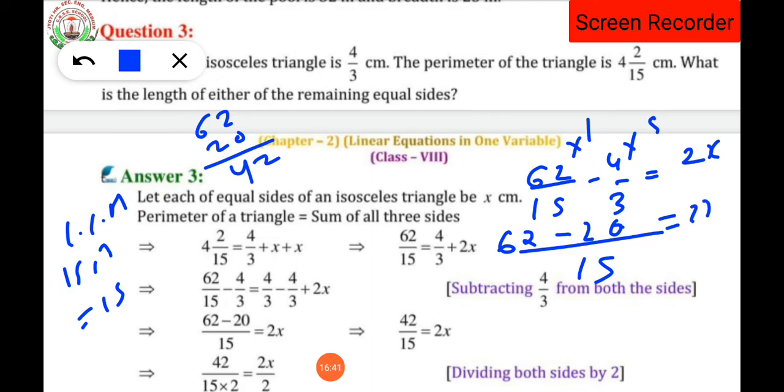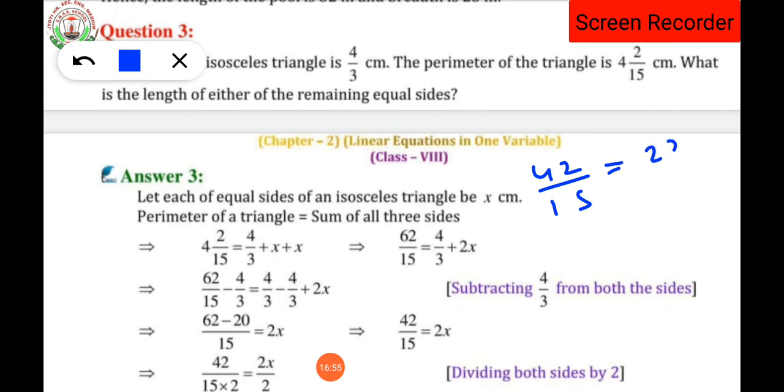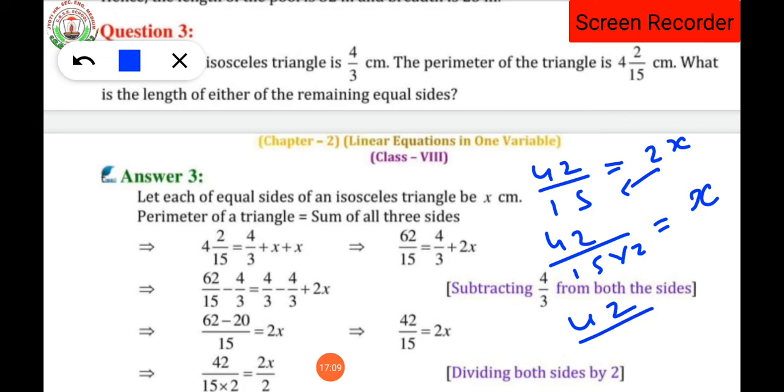So that will be equals to 2x. So here 42 upon 15 is equals to 2x. We are getting the equation. Now after getting the equation as 42 upon 15 is equals to 2x, now this 2 comes in the denominator. Cross multiplication will be there. So 15 into 2 is equals to x. Okay, so 42 upon here 10s are 1 carry 2 3 30 is equals to x we are having.